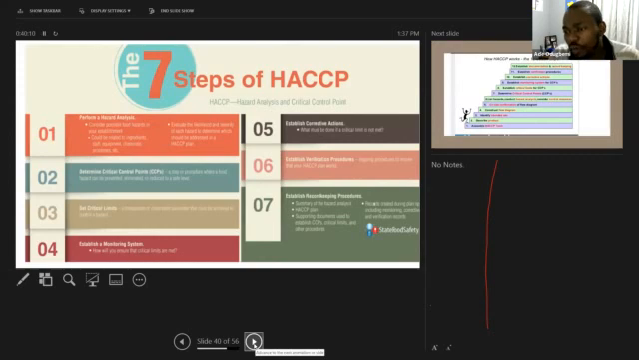If you don't have a document to back it up, it did not happen. Documentation is the bedrock of everything. You need to show me a paper, show me a document, show me proof that you've done it. So in HACCP, you need to have a strong documentation process.